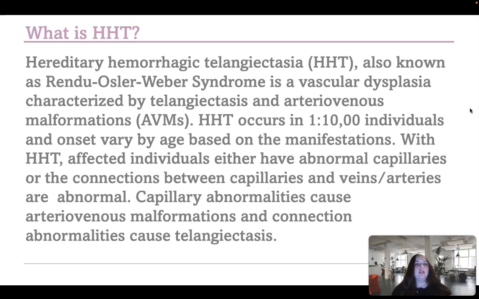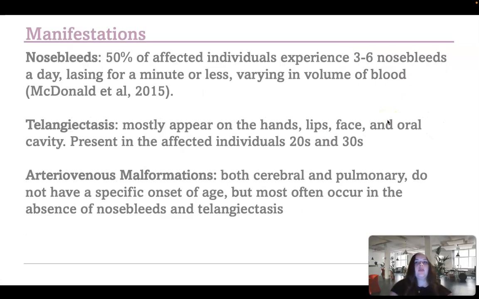With HHT, affected individuals will either have abnormal capillaries or the connections between these capillaries will be abnormal between the veins and arteries. The capillary abnormalities cause the AVMs, and the connections between the veins and arteries will cause telangiectasis. So our top 3 manifestations are going to be nosebleeds, which affect 50% of individuals. These individuals will experience 3 to 6 nosebleeds per day, and they will vary in time and volume of blood, but mostly for a minute or less in time.